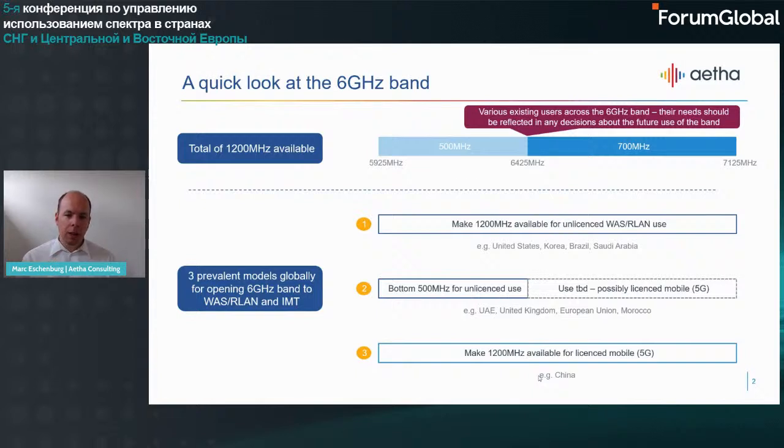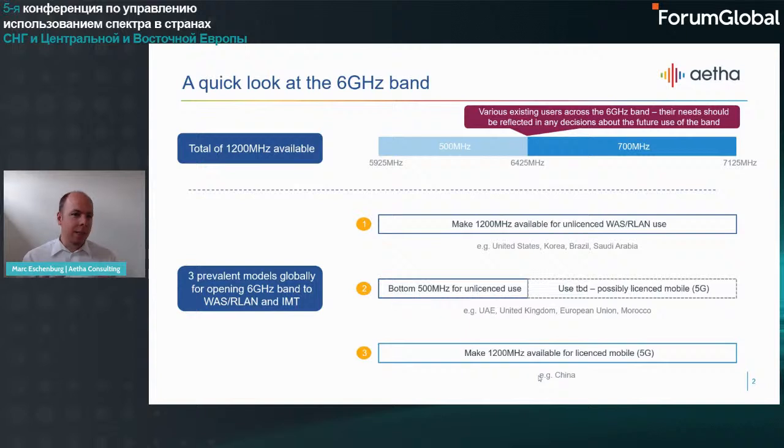On the one hand, the US took a position late last year, or in fact in 2019 already, to make the entire 1,200 megahertz available for unlicensed use under varying conditions, depending on where in the band you are, to ensure that there is no interference with existing users. On the other extreme, China is pushing to make the entire band available for licensed 5G use.